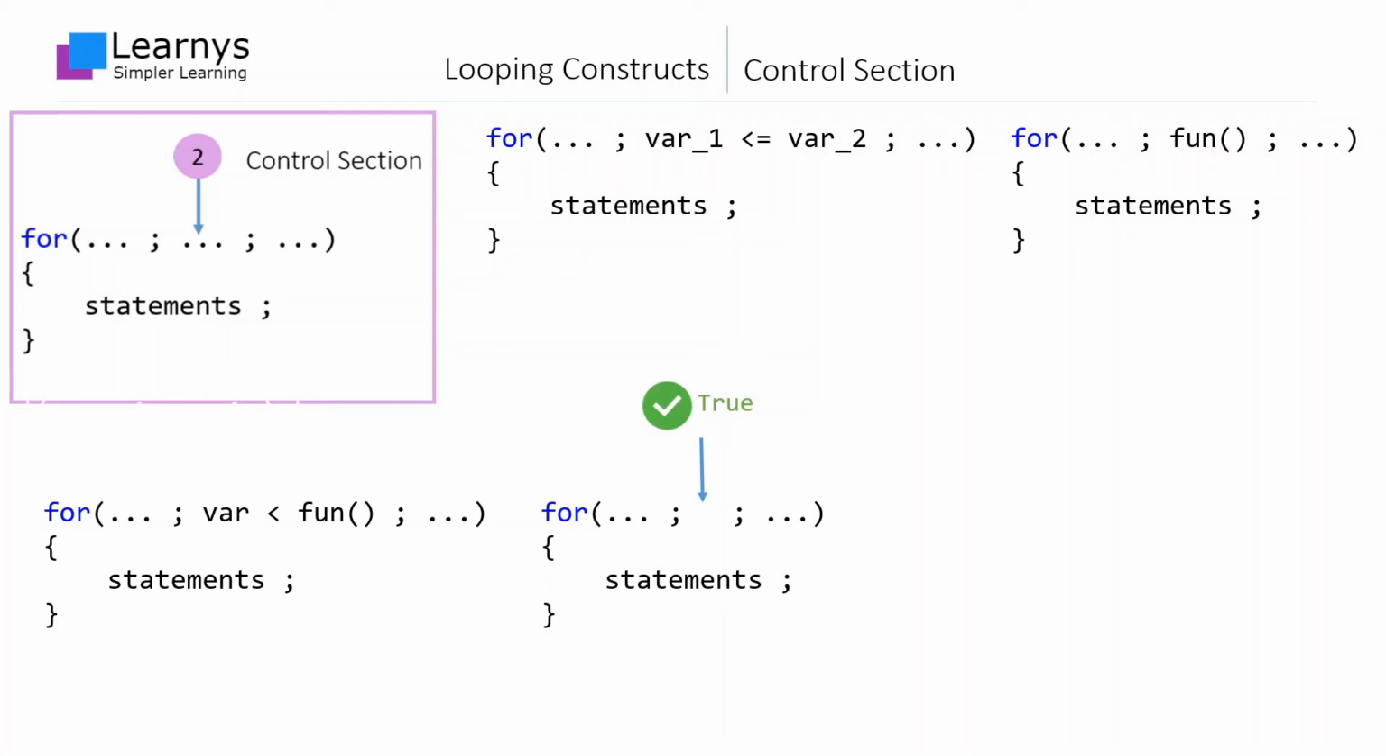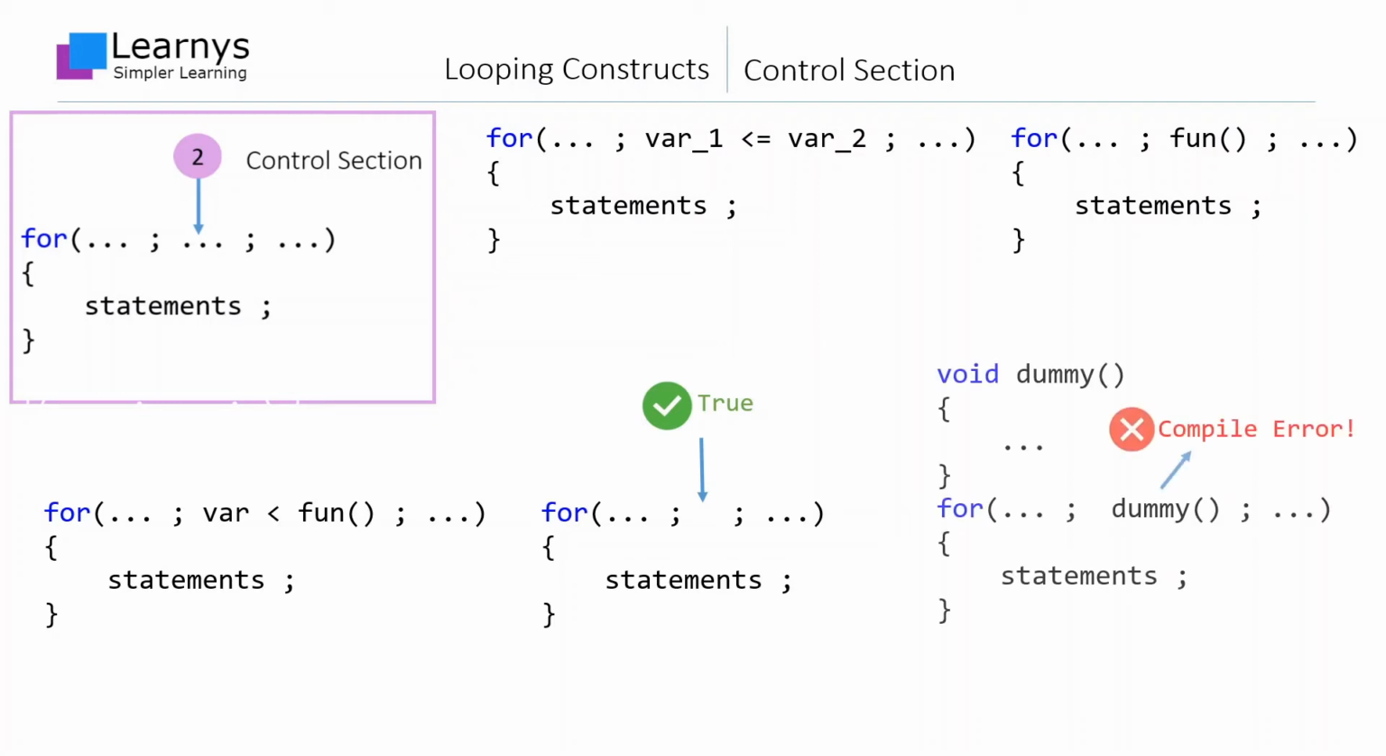This section may also be left blank, which will be treated as true. Since the evaluated outcome of this section decides whether to continue the loop or not, putting a blank in this section makes the loop go indefinitely. Unlike the initializer section, which may contain calls to void return type functions, this section cannot contain calls to functions with void return type, because void can neither be interpreted as true nor as false.